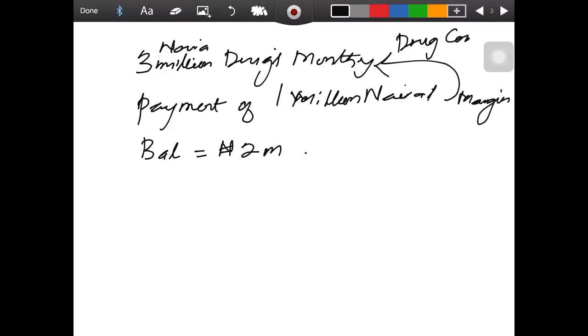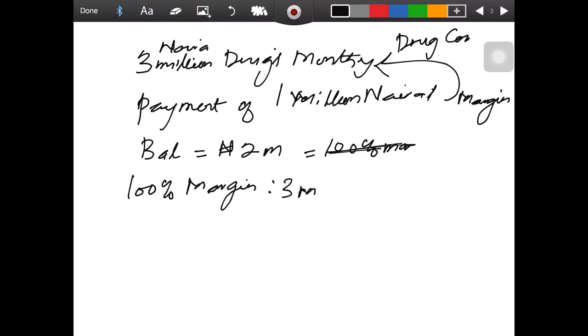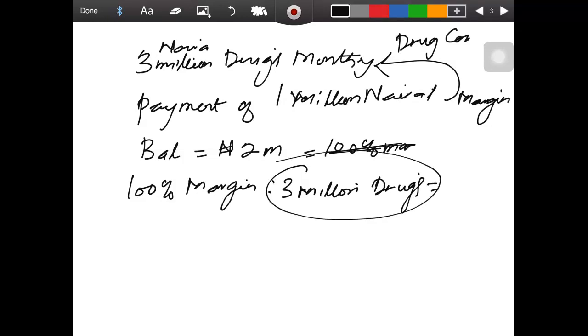Okay, if you were to pay 100% of the margin required, so if we were to pay 100% of the margin required for that 3 million naira worth of drugs, they would have to pay the complete 3 million for 100% margin. But in this case, they're paying 1 million cash out of the 3 million.